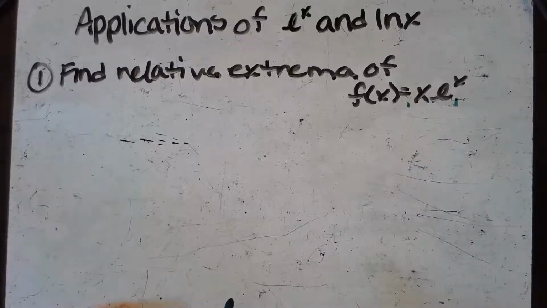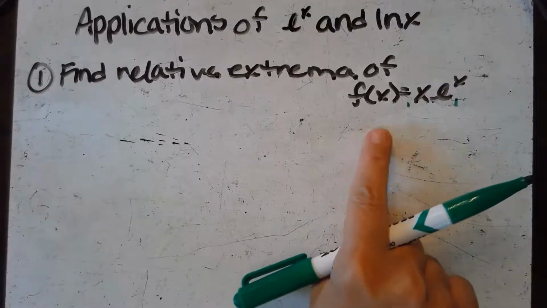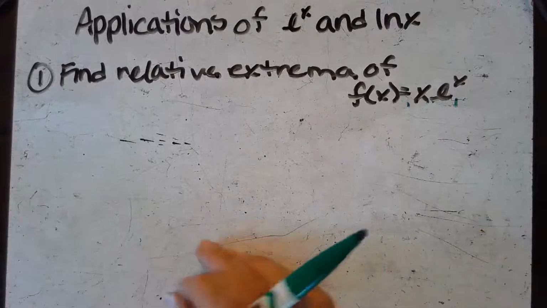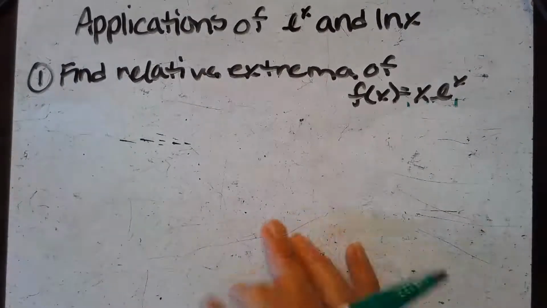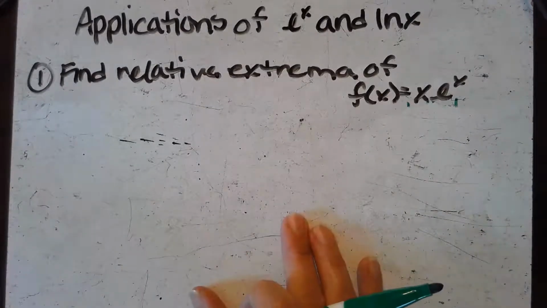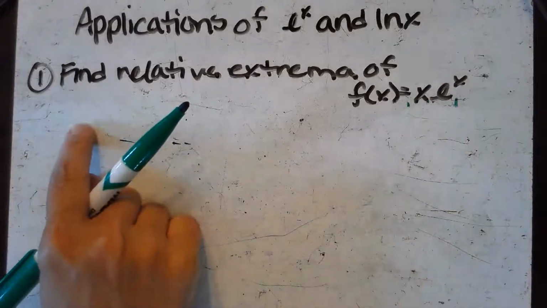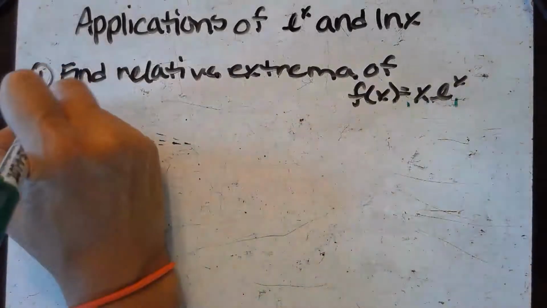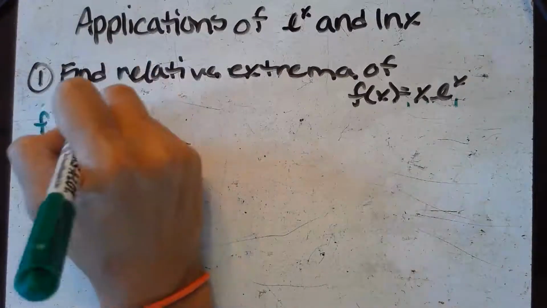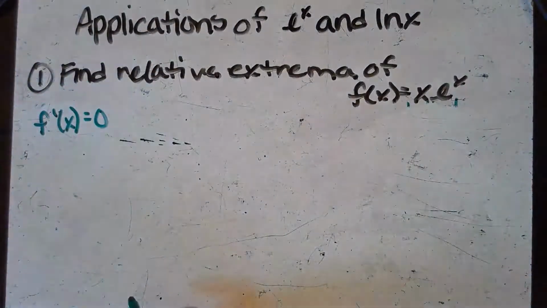Yesterday we took a look at the derivatives of transcendentals. Now we're going to look at applications, some of the same applications that we did last unit. So we're going to find the relative extrema of f of x equals x e to the x. Relative extrema, if you remember, the relative max, min. And how do we find those? Well, we need to find the first derivative, and it's when the first derivative equals 0.